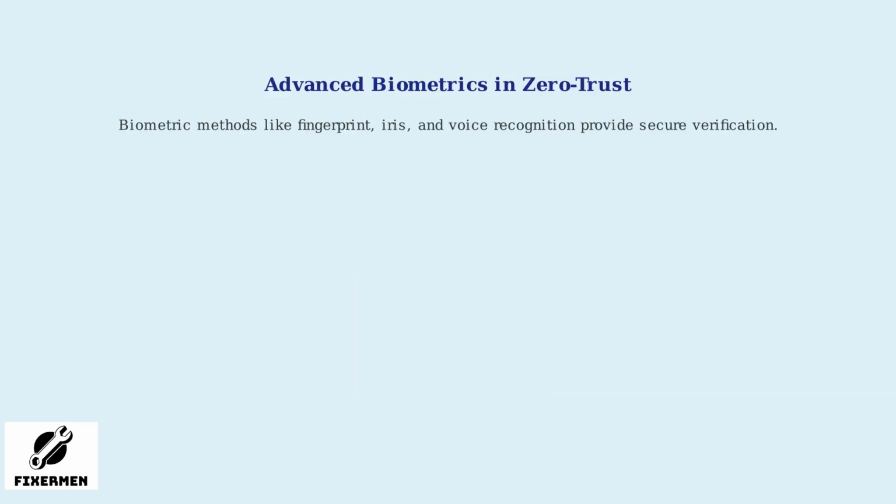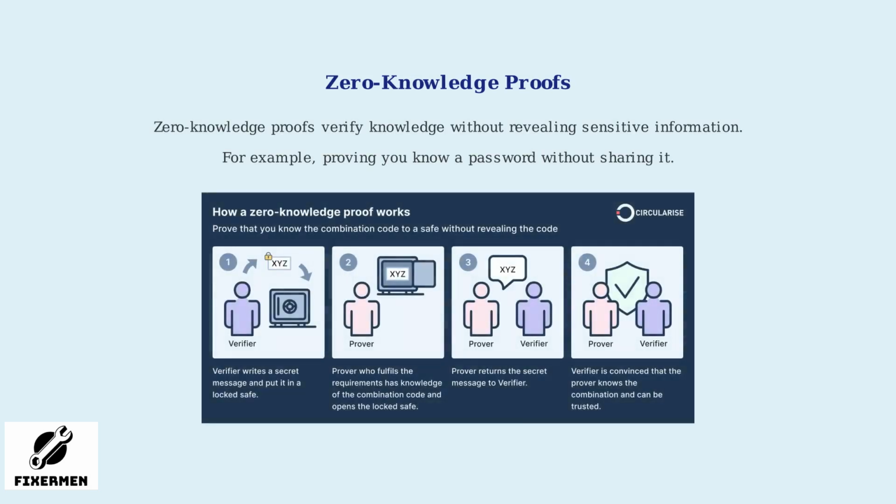Advanced biometrics play a key role in zero trust. Methods such as fingerprint scanning, iris recognition, and voice patterns allow for secure, continuous authentication without relying on passwords alone. Zero-knowledge proofs are another tool in zero trust architecture. They allow verification of information, like knowing a secret, without disclosing the actual data, enhancing privacy and security.